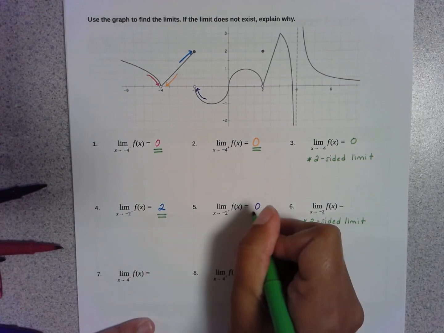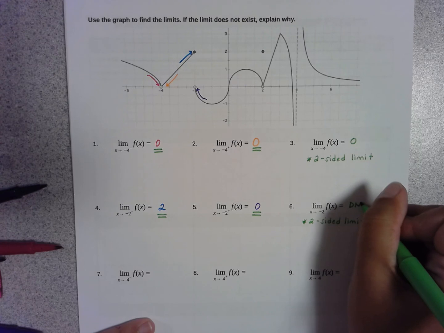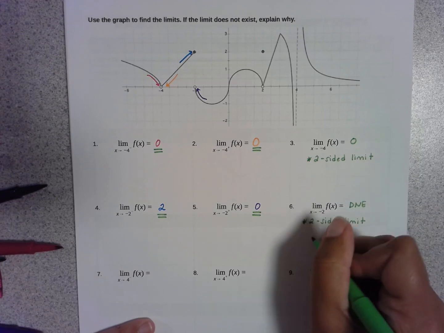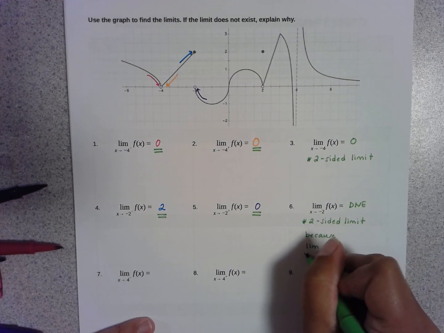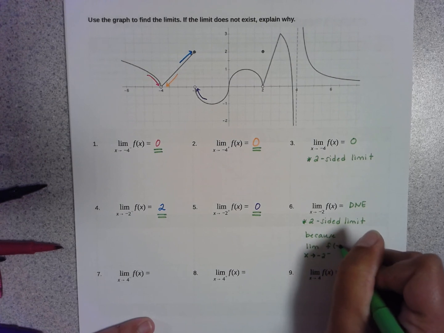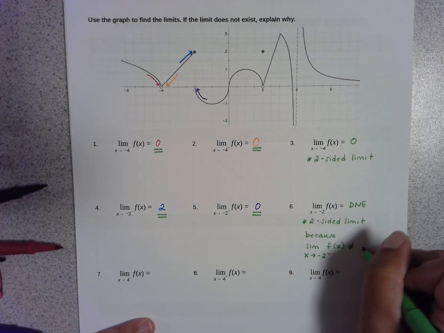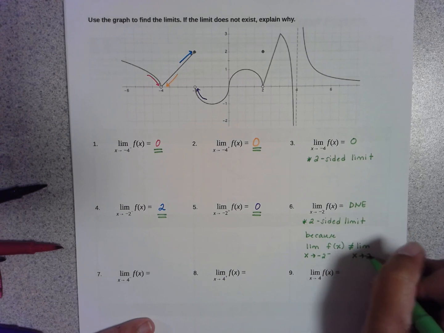Since these two answers do not agree, they are not the same value, I would say does not exist. And to explain my answer, I would say because the limit as x approaches -2 from the left of f of x is not equal to the limit as x approaches -2 from the right of f of x.